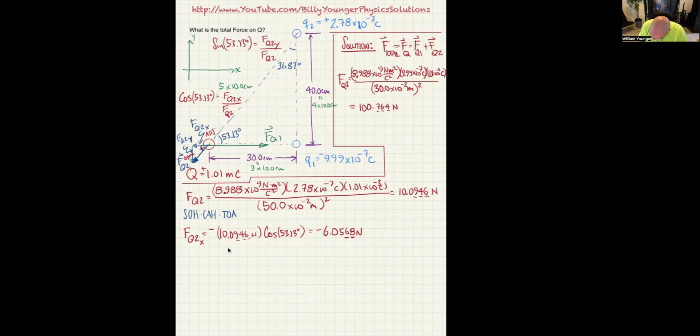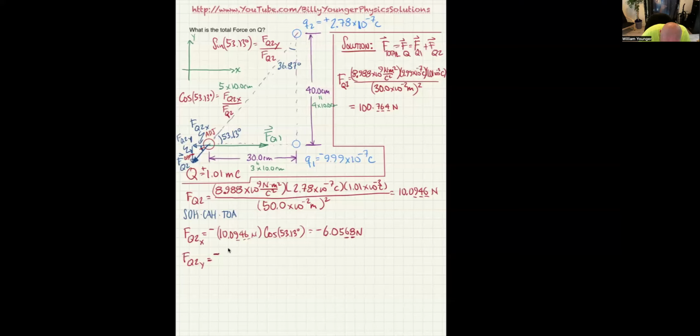And I'm just going to double check this with my calculator real quick. I calculated it earlier, but I just want to make sure. So 10.0946 times cosine 53.13 gives me 6.0567. Yes, that's good. Okay. Now I've also got to do the same thing for the y component for Q2.